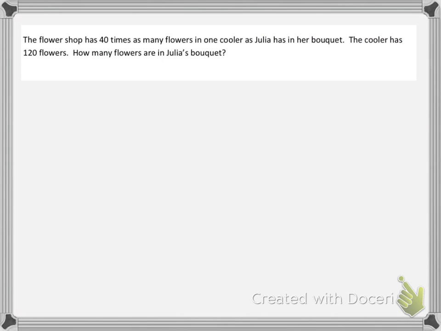Okay, our last problem for this evening: the flower shop has 40 times as many flowers in one cooler as Julia has in her bouquet. The cooler has 120 flowers. How many flowers are in Julia's bouquet? So there's our multiplier right there, 40 times. And we know that we get a product of 120. So we have something missing that we have to find out: how much is in Julia's bouquet. So let's set up our problem. 40 times what is going to equal 120?